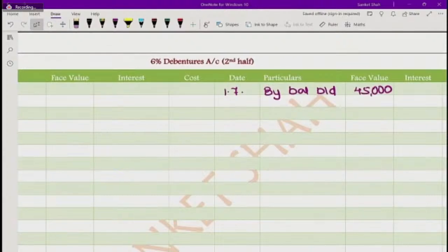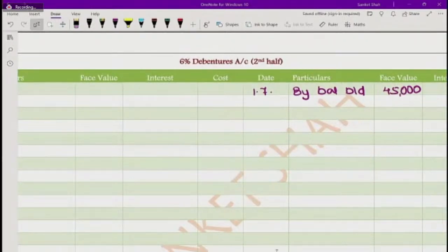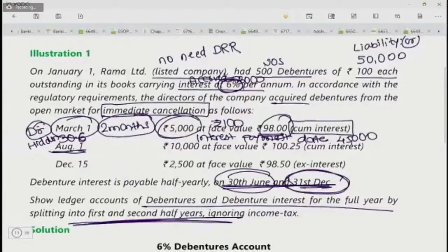Yes, beta. ABCD technique is easy. So this is 1st July, not 1st August. Okay, balance brought down on the credit side. Teja has written it correctly. Now, which is the next day? August 1. On August 1, we bought debentures of rupees 10,000.